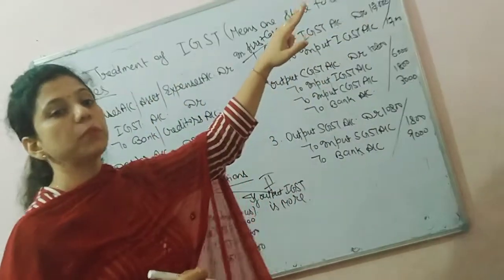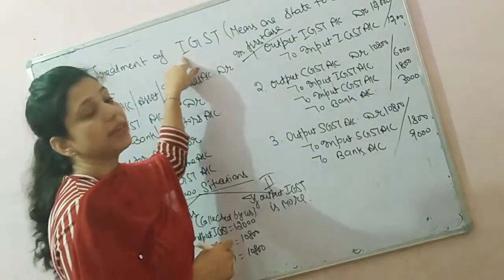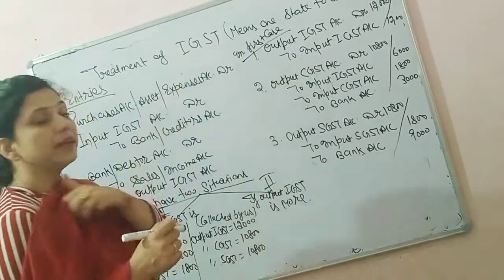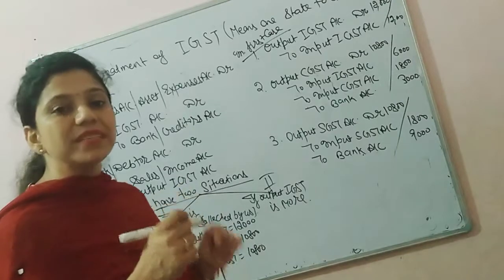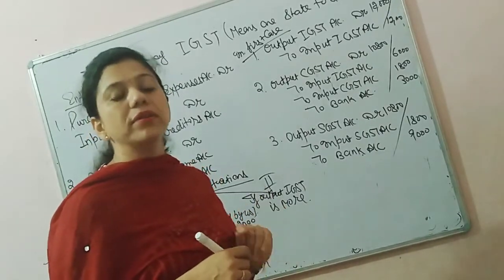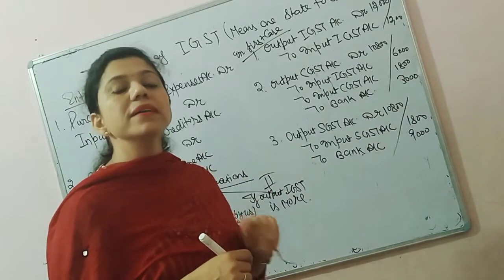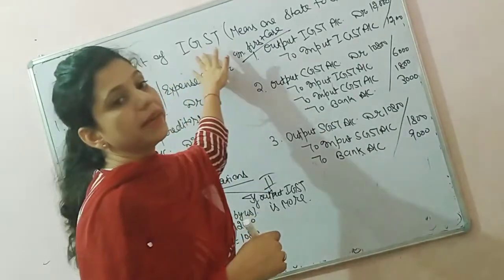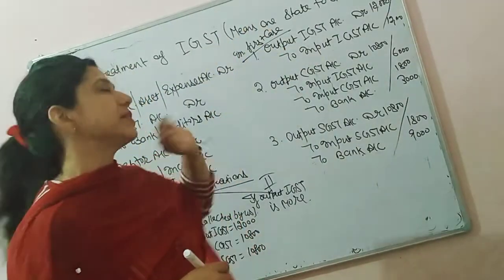What is the full form of IGST? Integrated Goods and Services Tax. Integrated means combination of CGST and SGST. The combination of Central Goods and Services Tax plus State Goods and Services Tax is called Integrated Goods and Services Tax.